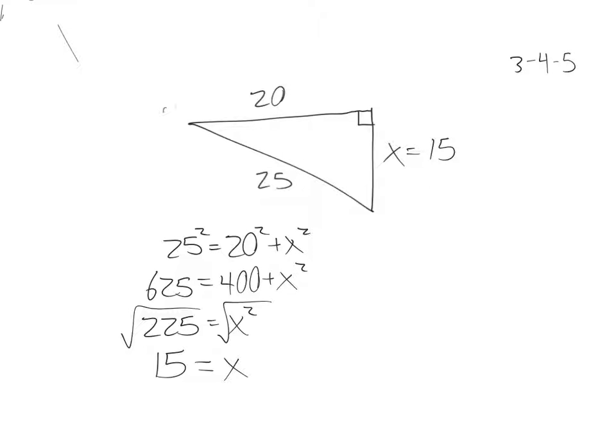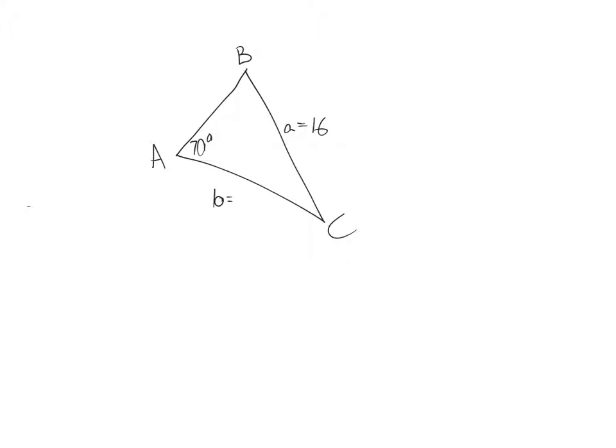So, all right, so this next one here, let's say we've got a triangle, and we know angle A is about 70 degrees, and we know side BC over here, or little a, is say 16. And let's say that we know little b here is 12. All right, what is the measure of angle B?